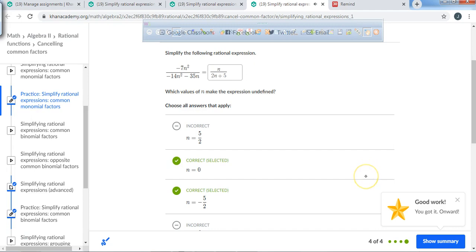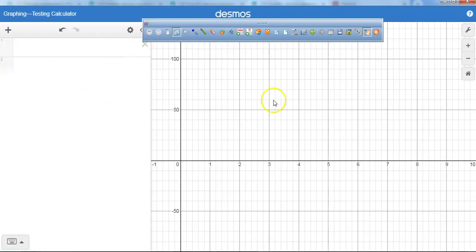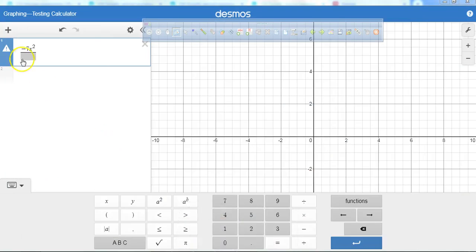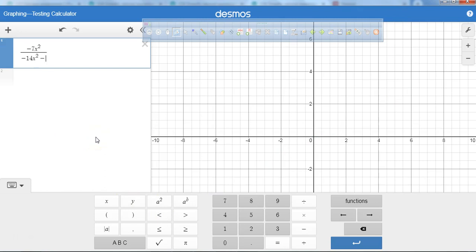Alright, now what we're going to do right now is I'm going to type this into Desmos because I want you guys to see what a rational expression looks like. Okay, except we're going to use x, we're not going to use n. So I'm going to make a little division bar here. I'm going to type in negative 7x squared, and then we go back here, I'm going to put negative 14x squared minus 35x.